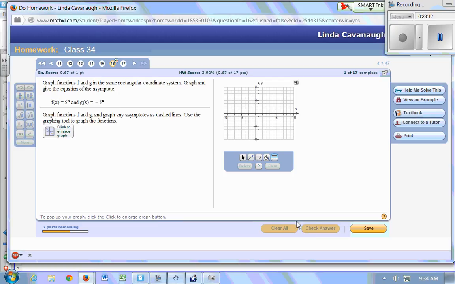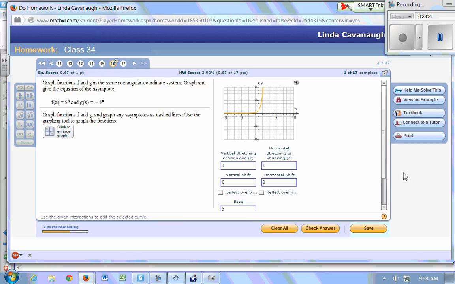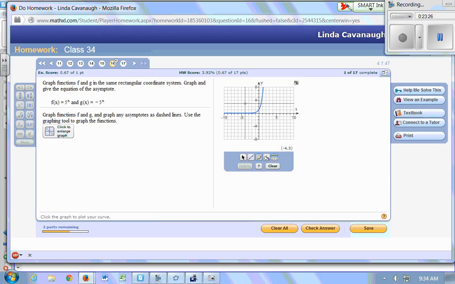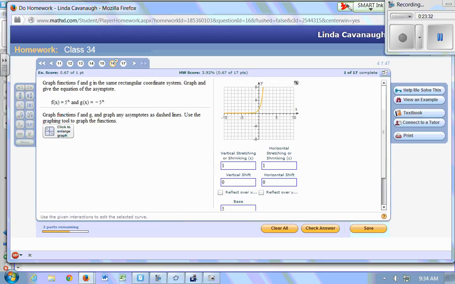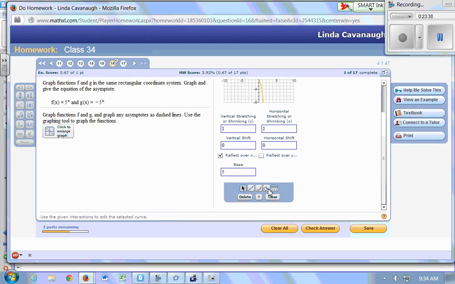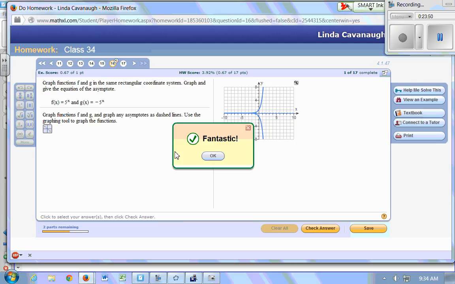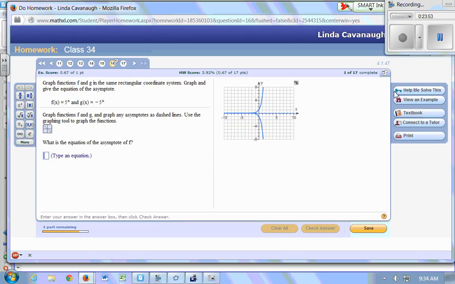All right, so let's see if I wanted to do this again. 5 to the x and negative 5 to the x. So exponential tool. 5 to the x would go through 0, 1 and have base 5. Yep, good. Okay, so then I do exponential tool again. And this time it's going to reflect over the x-axis. So let's just do that. Reflect over x. Okay. And then choose the line, but make it dashed. There we go. So you just got to play with it a little bit till you figure it out.